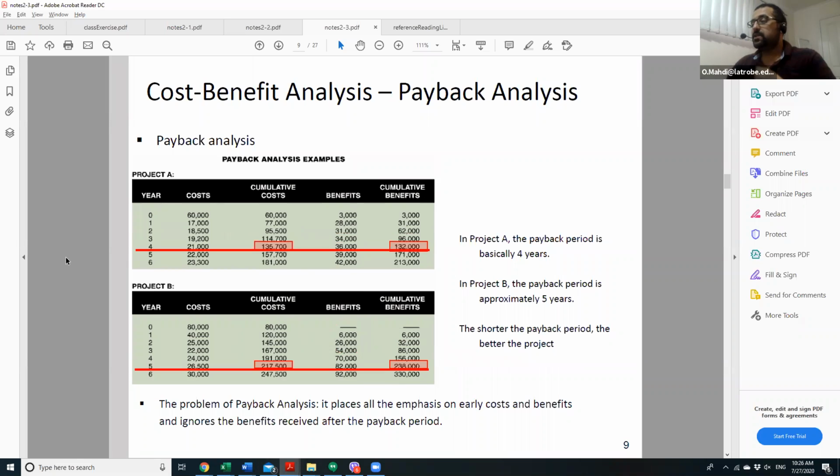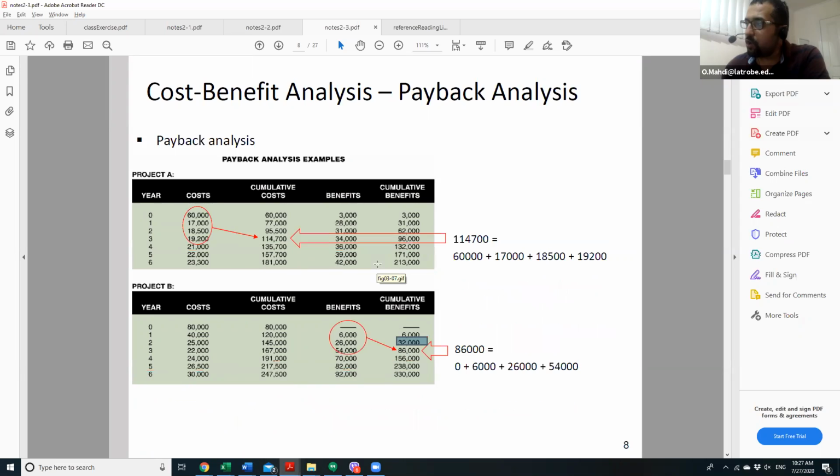So we talked about the costs and the benefits, and about finding the cumulative costs and the cumulative benefits for each year. Now it's time to make our decision based on the analysis we have done. Based on the analysis, we need to know when we will get our payback benefits from the project.